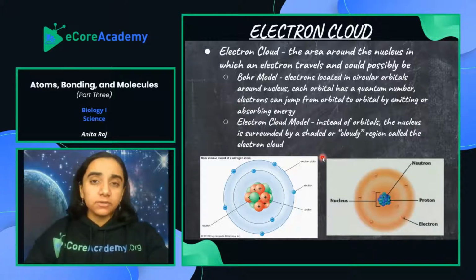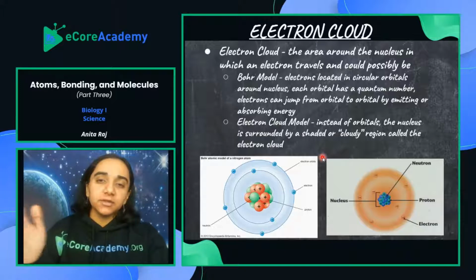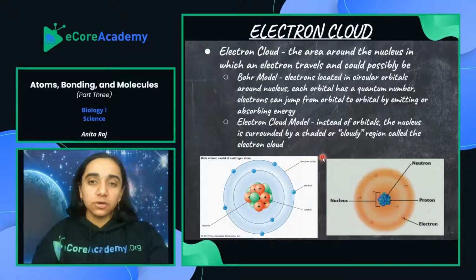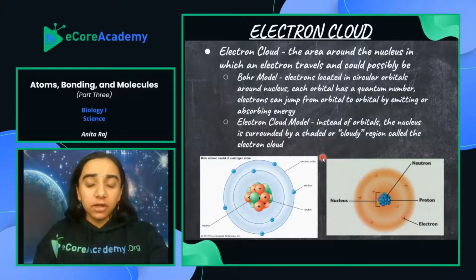So the orbitals each have different amounts of energy. If an electron gains energy, it will jump to the next orbital. If it loses energy, it will go backwards in orbital. So electrons are able to move. They're not stuck in these orbitals. And that also will come into play when we look at the outermost shell of an atom.